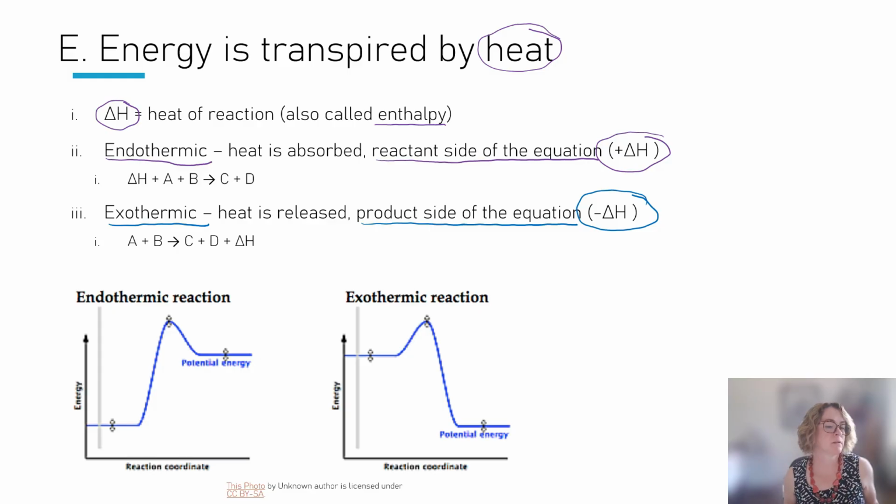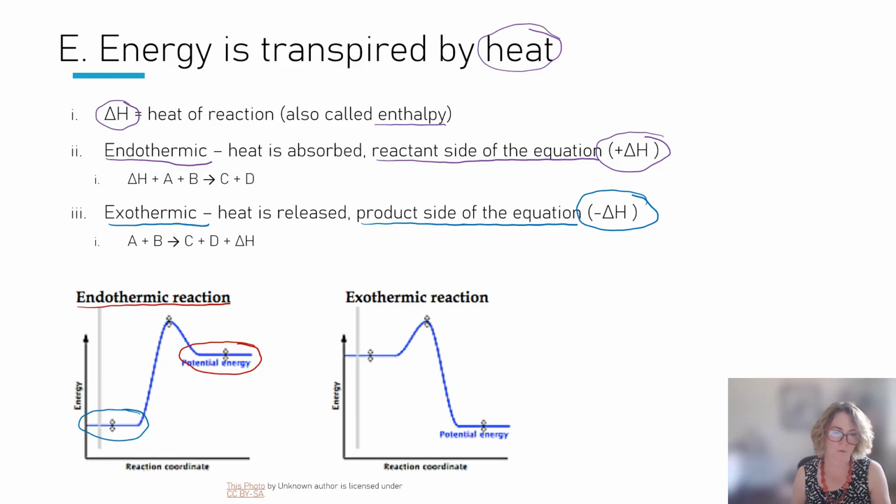Now we can also tell if a reaction is endothermic or exothermic by looking at the energy diagram. Here in this first picture, your reactants start off at a relatively low energy and your products end up at a higher energy. This is how you can tell you have an endothermic reaction. If I were to take the difference here, this would give me a positive delta H value. So it is endothermic. My products have a higher energy than my reactants.